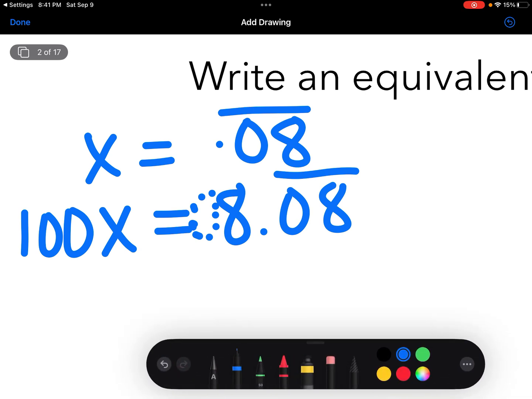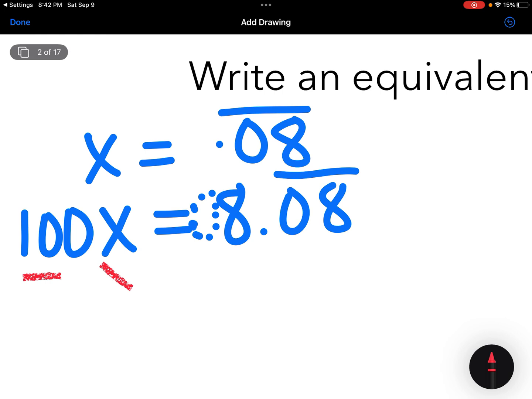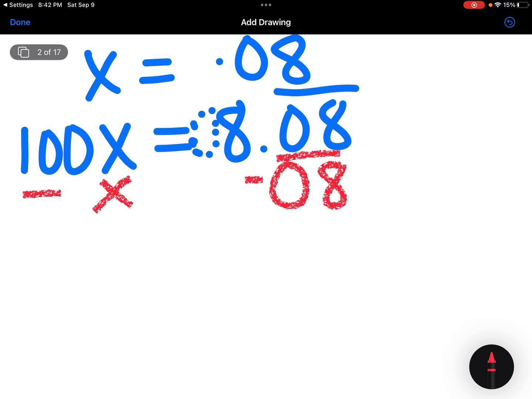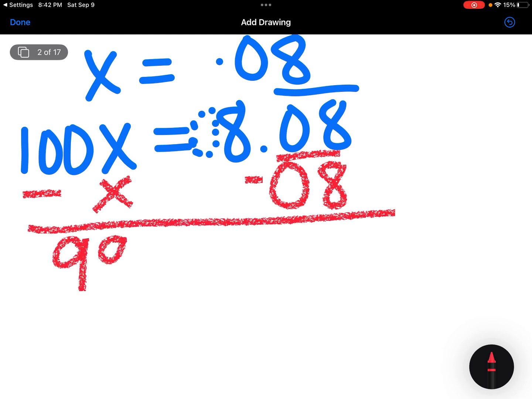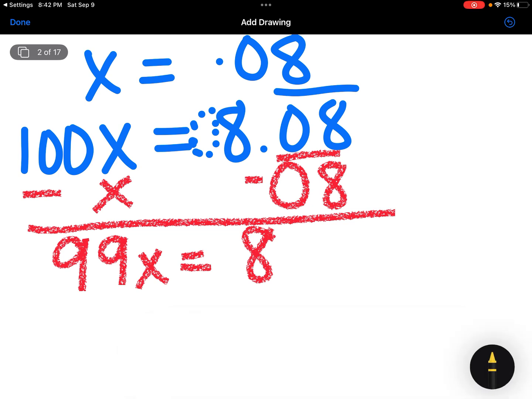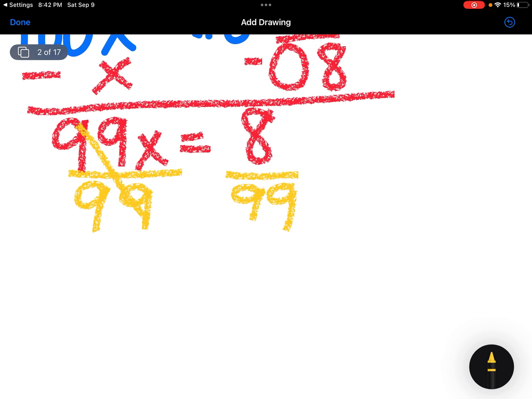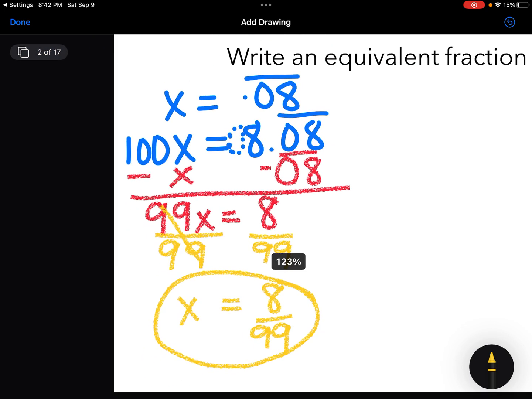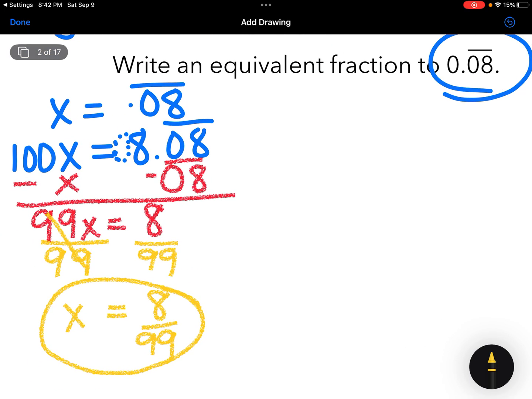Then we're going to subtract that x, the 0.08 repeating, off of each side, and we end up with 99x equals 8. Then we look at our one-step equation, divide by 99 on each side, so x equals 8 over 99. But if I had my answer choices available, I would do 8 divided by 99 in my calculator and double check to make sure I was correct.